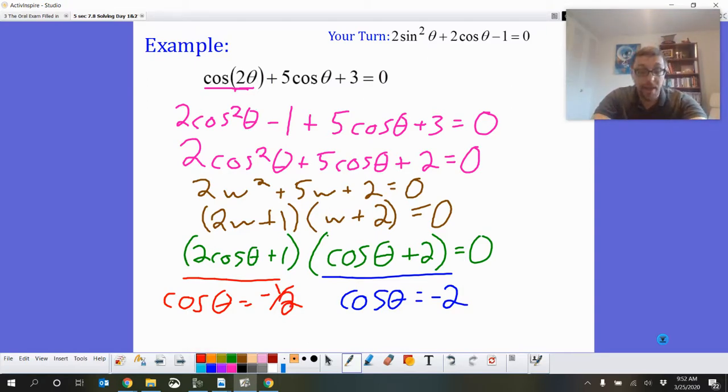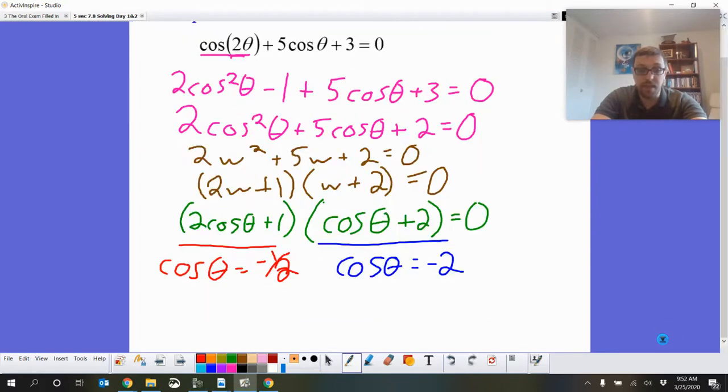All right. Now, I'm going to actually do the blue one first because I'm excited about it. The second one is bad. That is one of those bad ones that we're not allowed to do. Notice that. It's too negative. The lowest cosine goes is negative 1, and the highest it goes is 1. So if you get something that's bigger than 1, it's no solution. Or in this case, we're below negative 1, and cosine doesn't go that low. It doesn't reach negative 2. So this blue piece has no solution.